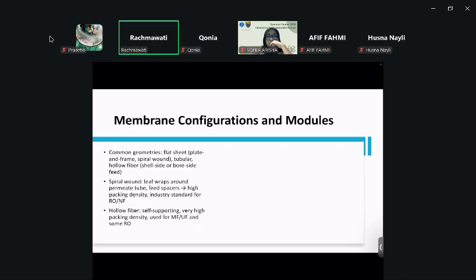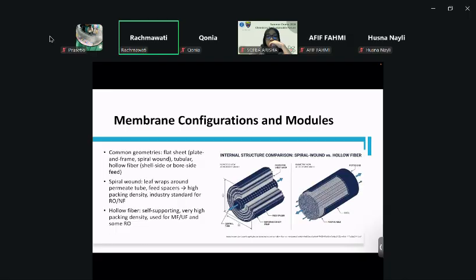There is also the hollow fiber form, which is self-supporting, has very high packing density, and is mainly used for microfiltration or ultrafiltration, and some in reverse osmosis. So this is the example. This is the internal structure comparison between spiral wound and hollow fiber. You can see that there is a central tube over here, and there are several layers, like the feed spacer, the membrane sheet wrap, and so on.